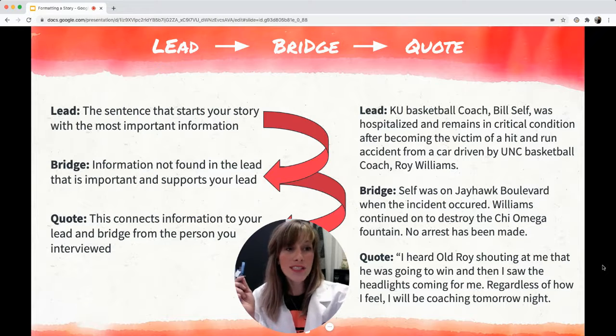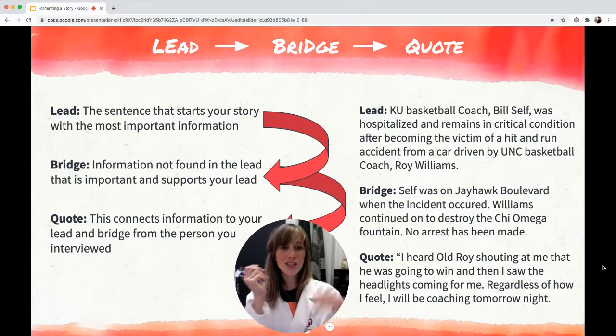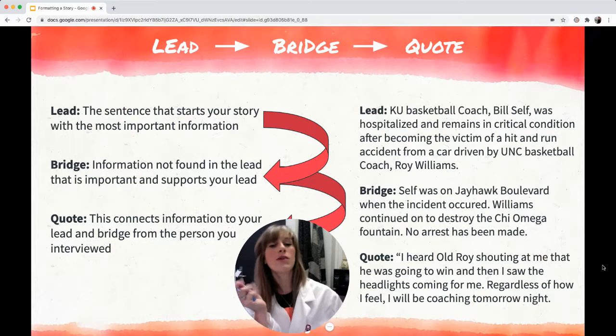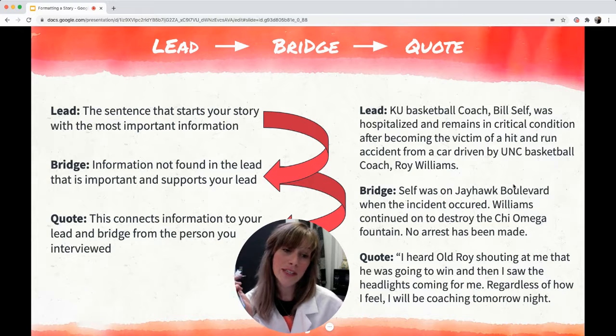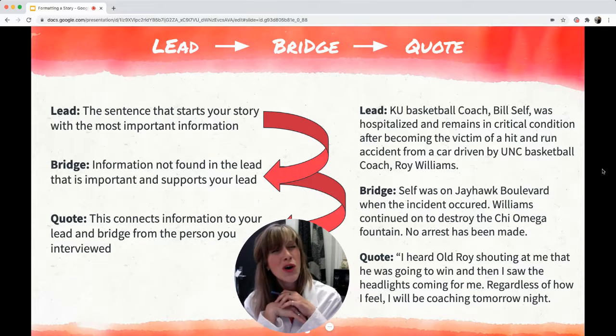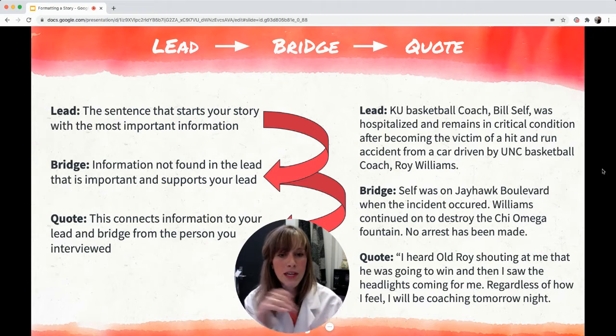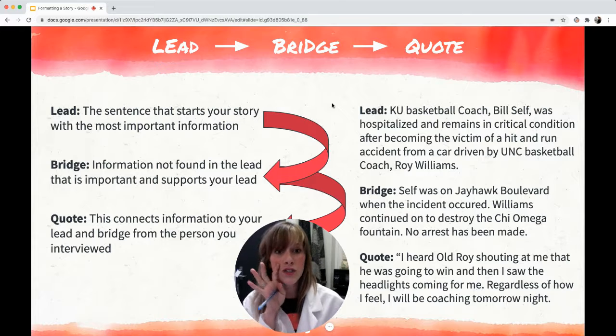So I wrote a little sample one. I'm a huge KU basketball fan, and KU has a really cool coach called Bill Self. So if I were actually writing this story, I would spell out KU and I would spell out UNC, and in case you guys didn't know, Roy Williams, the UNC basketball coach, coached for KU before he left KU, and so there's like a rivalry there. So here we go. My lead, my important part that tells me the information. This is a completely made up and imaginary story.